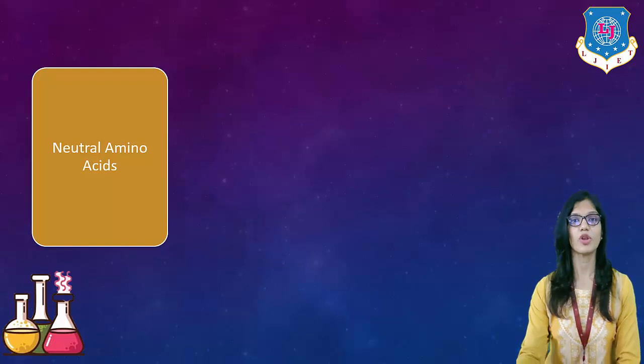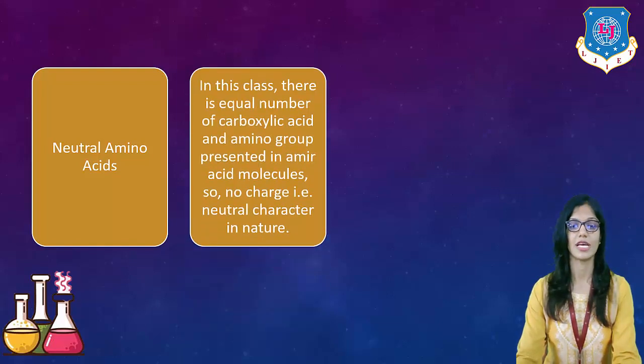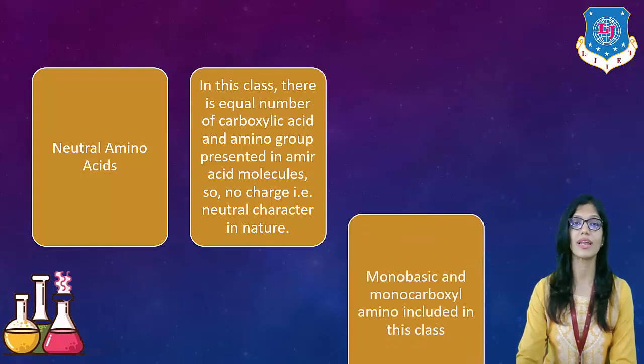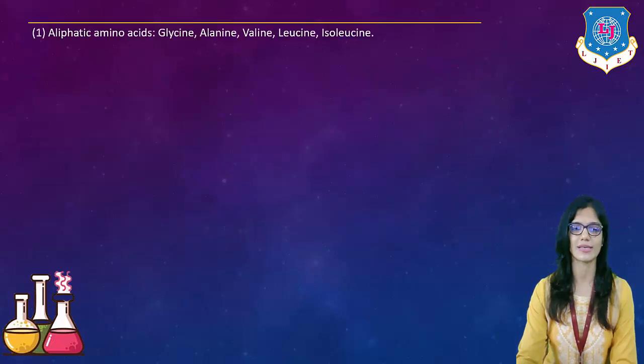Our next type of amino acid here is neutral amino acid. In this class, there is an equal number of carboxylic acid and amino groups present in the amino acid molecules. So no charge, that means neutral in nature. For example, monobasic and monocarboxylic amino acids are included in this class.